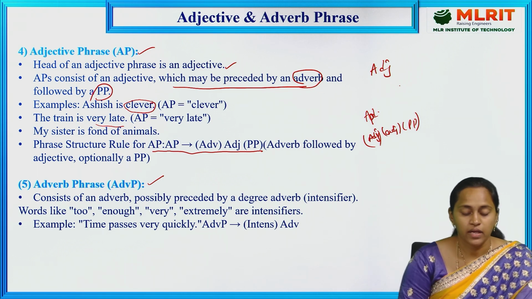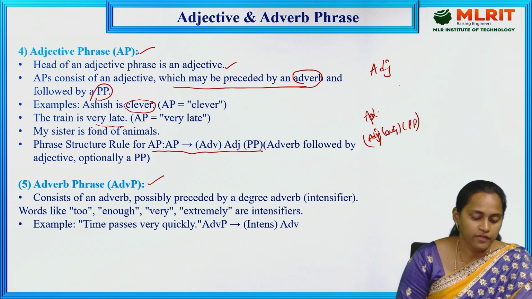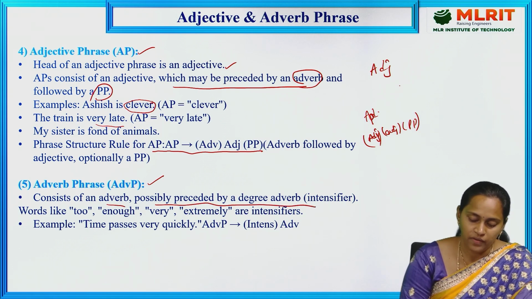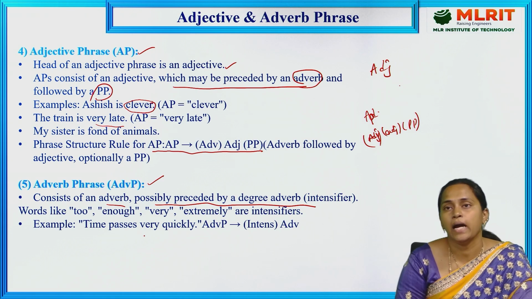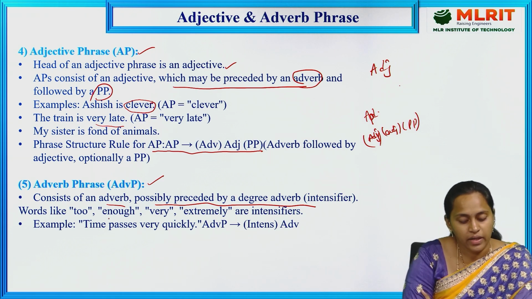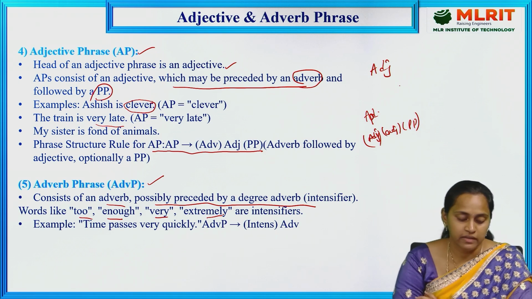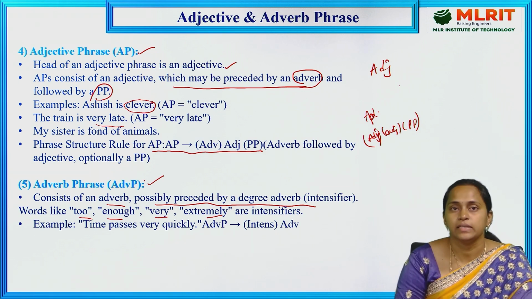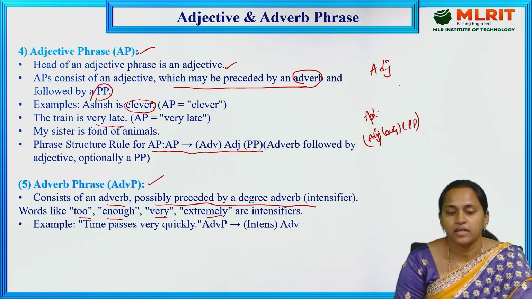Next, the final one in phrase level constructions: the adverb phrase consists of an adverb, possibly preceded by a degree adverb. Adverb phrases use words like enough, very, extremely. Whenever we define these types of words, this is called an adverb phrase. Let's see the example: time passes very quickly. Here, very quickly is the adverb phrase.